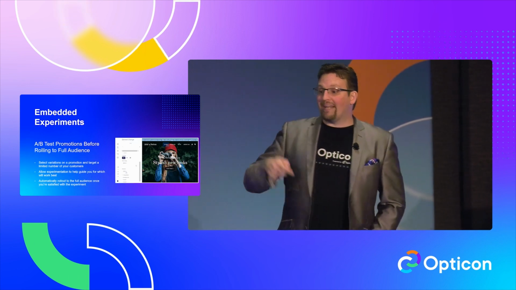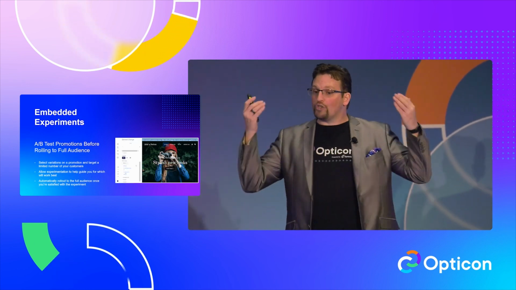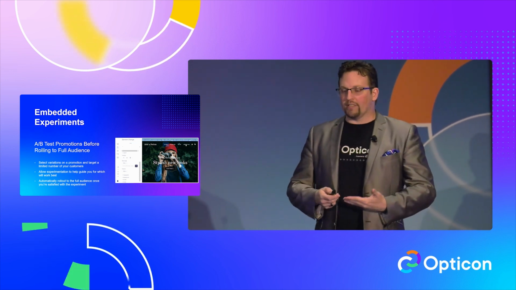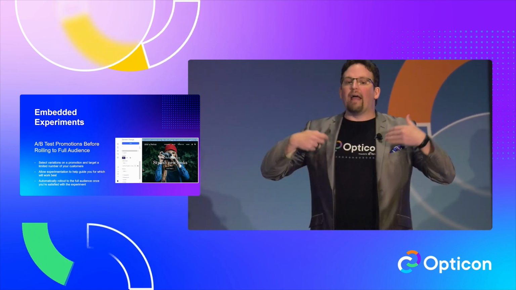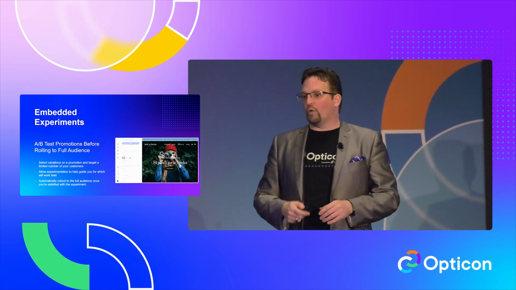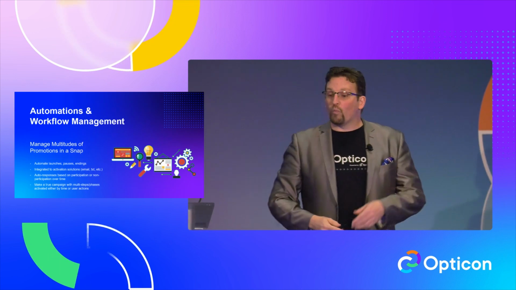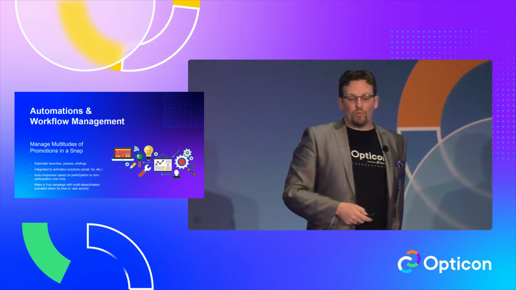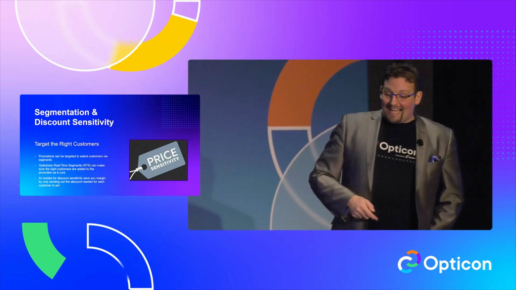We are looking to embed experiments so that you can look at two promotions against each other, roll one out to 10% of your audience, get responses, learn from it, and then automatically roll out the winner to the rest of the audience. We're also going to be bringing in workflow management that you'll see in other parts of Optimizely and bake that into the promotions engine.